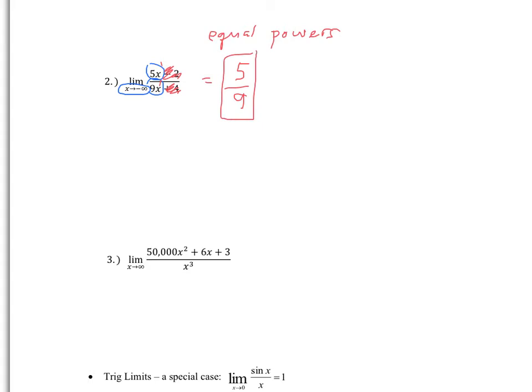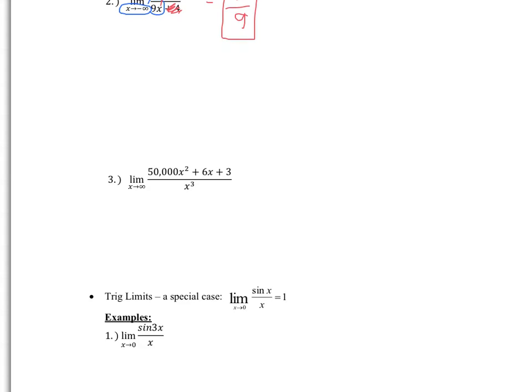Okay, so the ratio of the coefficients just means the numbers in front. Okay, our next one here. This is a situation where, well, again, x is approaching infinity. This is bottom heavy because we have x cubed versus x squared. Okay, the 3 outweighs the 2. So we call this bottom heavy.